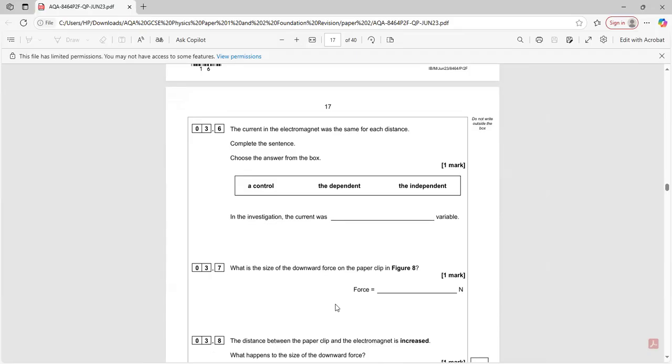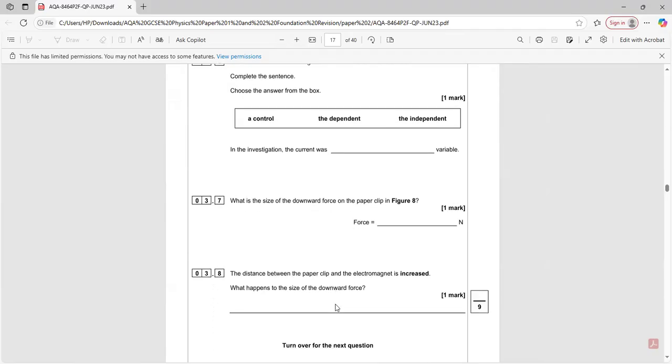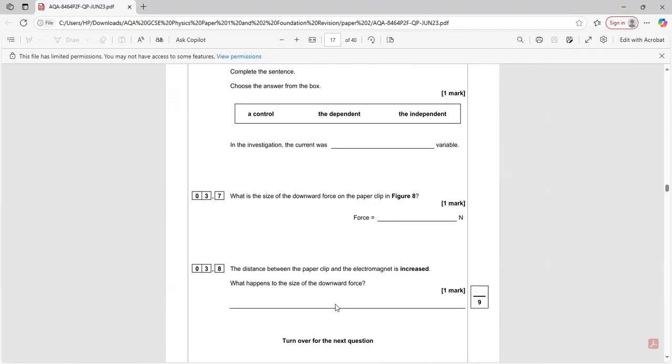Okay, all right. So moving on, it says the distance between the paper clip and the electromagnet is increased. Now remember this, that when you increase distance, the effect of the magnetic attraction will reduce. Magnets usually thrive on smaller distances between them and the thing that they're attracting. So if you increase the distance, what do you expect to happen?